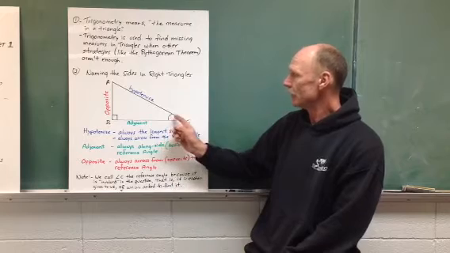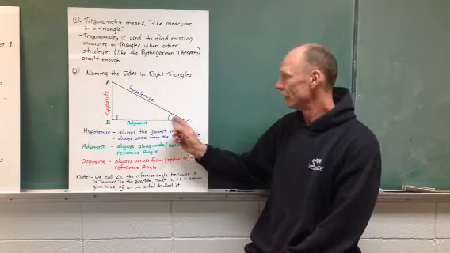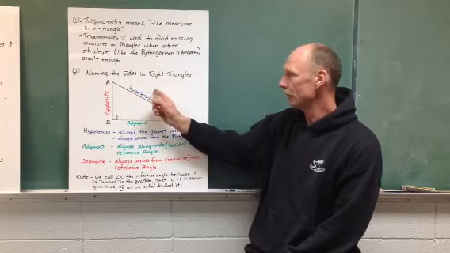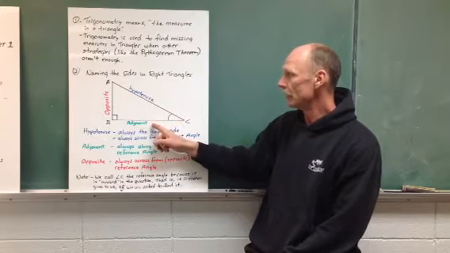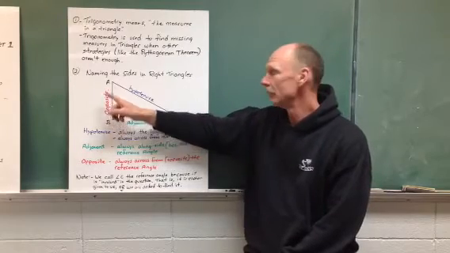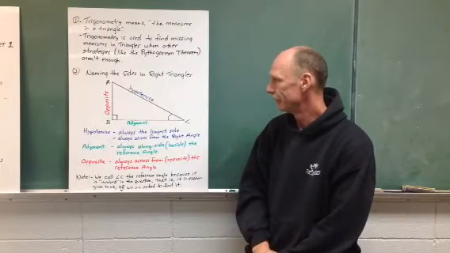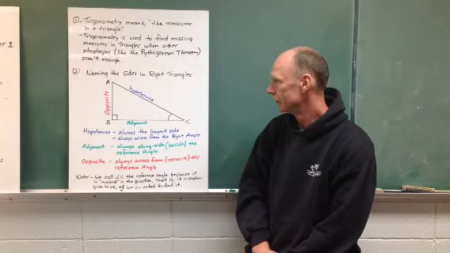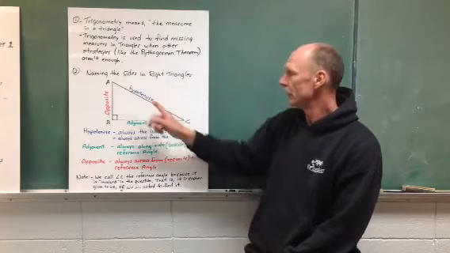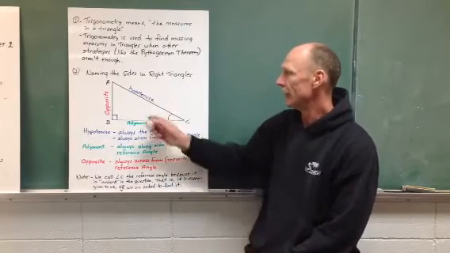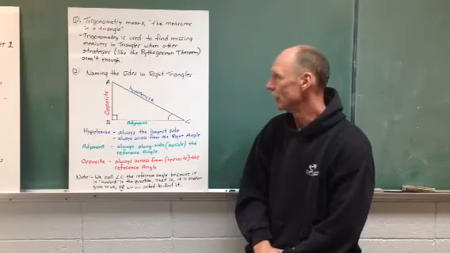Okay, if I was to switch this reference angle to angle A, the hypotenuse would still be this long side. However, this would become the opposite because it would be across from A, and this would be the adjacent side because it's alongside A. If we were given both of these angles, we simply choose which one we want to use as a reference angle and then name the sides accordingly.